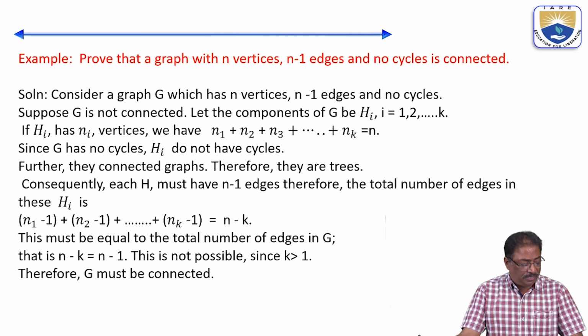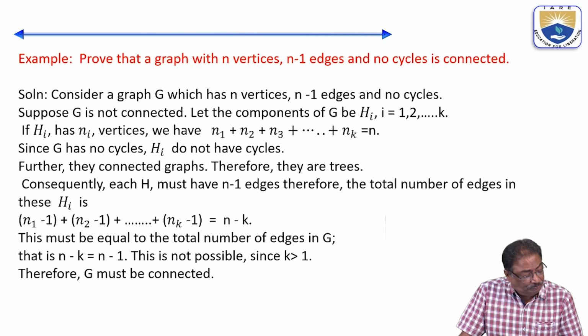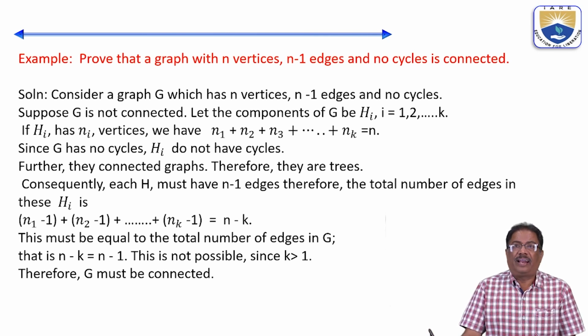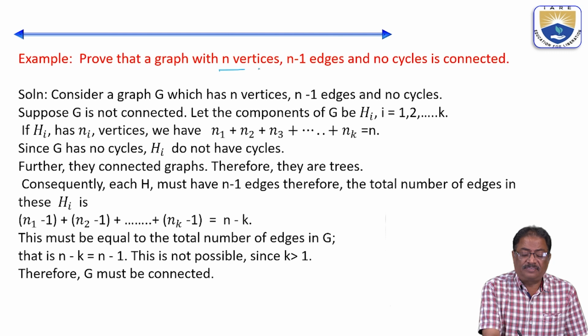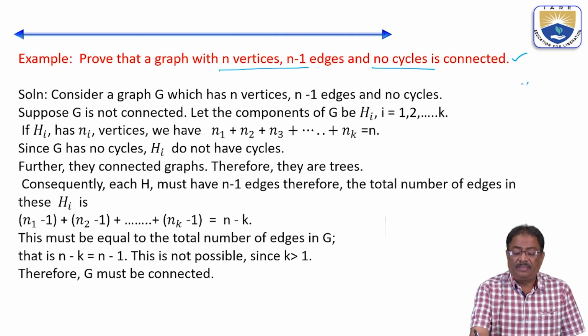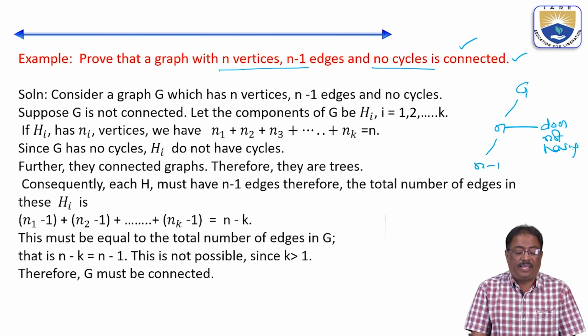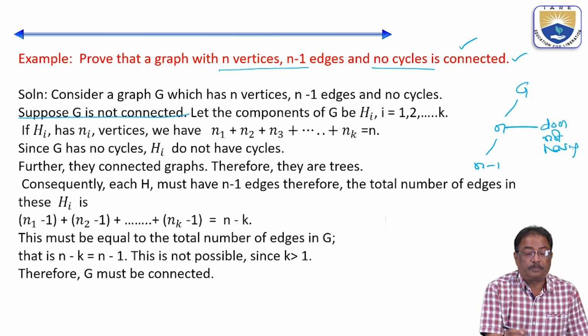Let us go for some examples related to this. Prove that a graph with n vertices and n minus 1 edges and no cycles is connected. A graph G which has n vertices, n minus 1 edges, and does not have cycles, we have to show that it is connected. So let us say the graph is not connected.